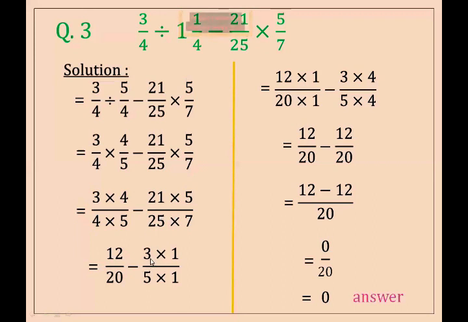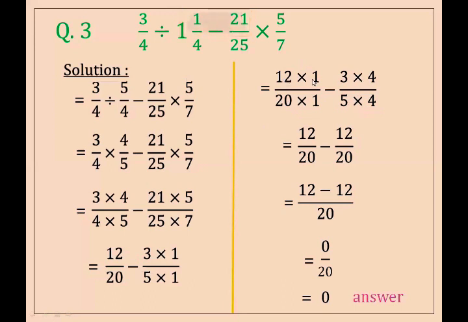So here we write the simplified form of this fraction: 3 multiplied by 1 and 5 multiplied by 1. Now in the next step, to make these fractions equivalent fractions, we have to multiply them by the LCM number. Here we multiply 12 by 1 and 20 by 1. Then here we multiply 3 by 4 and 25 by 4. Why do we multiply this? To make them equivalent fractions and make the denominators the same.